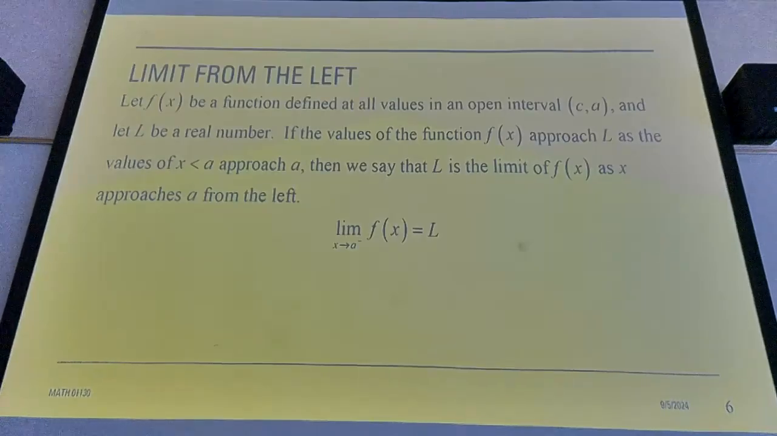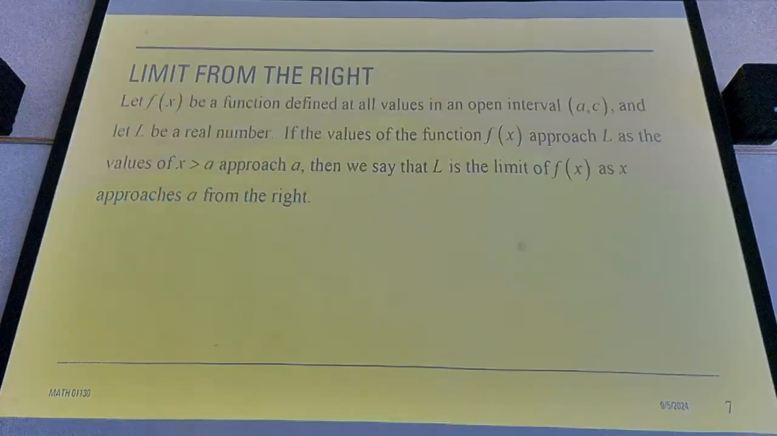And again, the right-hand limit is practically identical, except now your values of x are going to be larger than a. And this is how it would be written. Now it's a plus instead of a minus. And that would be read, the limit of f of x as x approaches a from the right is L.